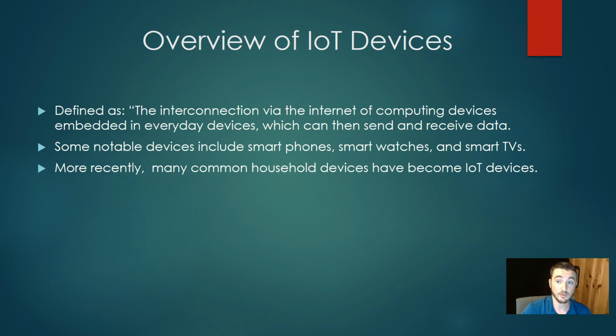Some readily notable devices that have been available for a while include smartphones, smartwatches, and smart TVs. More recently, the rise of interconnected household devices such as thermostats, baby monitors, surveillance cameras, door locks, DVRs, fridges, and even light bulbs and light switches have rapidly expanded the market for connected devices.